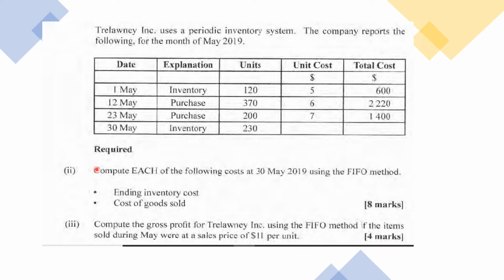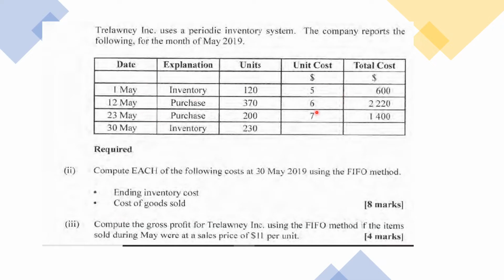We read what is required first. Compute each of the following costs at 30th of May 2019 using the FIFO method: the inventory costs and the cost of goods sold. We have two things for 8 marks there. And then part 3, compute the gross profit for Trelawney Incorporated using the FIFO method if the items sold during May were at a sales price of $11 per unit for 4 marks. And let's take a look at the data now.